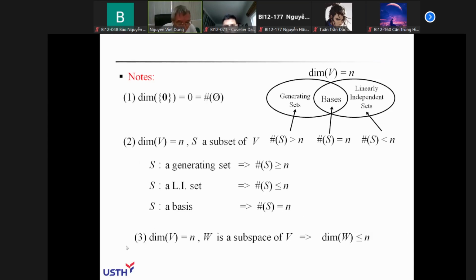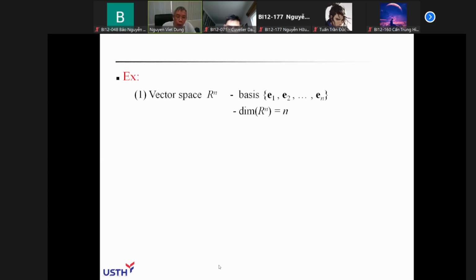And more things, that is, if the dimension of V equals n and W is a subspace of V, then it implies that the dimension of W is at most n. It means less than or equal to n, always. And here are some examples for you.